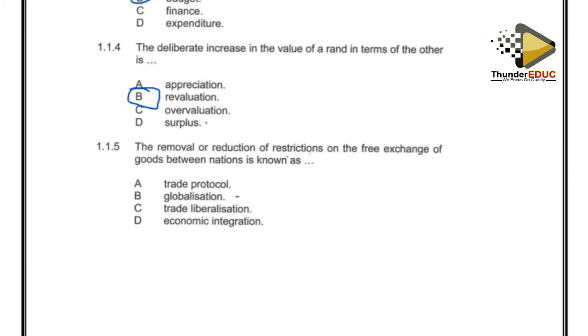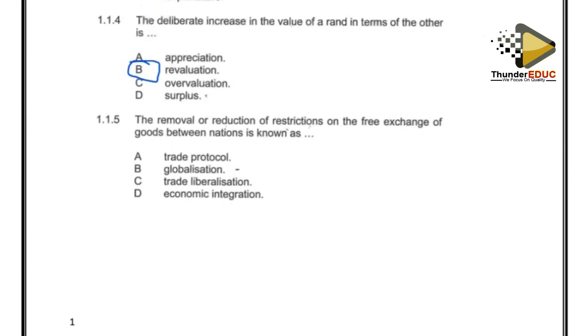Okay, right, grade 12s. So now moving on to the next question, we have 1.1.5. So 1.1.5 reads as follows. The removal or reduction of restrictions on the free exchange of goods between nations is known as dash. Okay, right. So now remember here there is a removal. So it means that now they want to suspend the barriers when it comes to the flow of goods and services amongst different sets of countries, or just between countries.